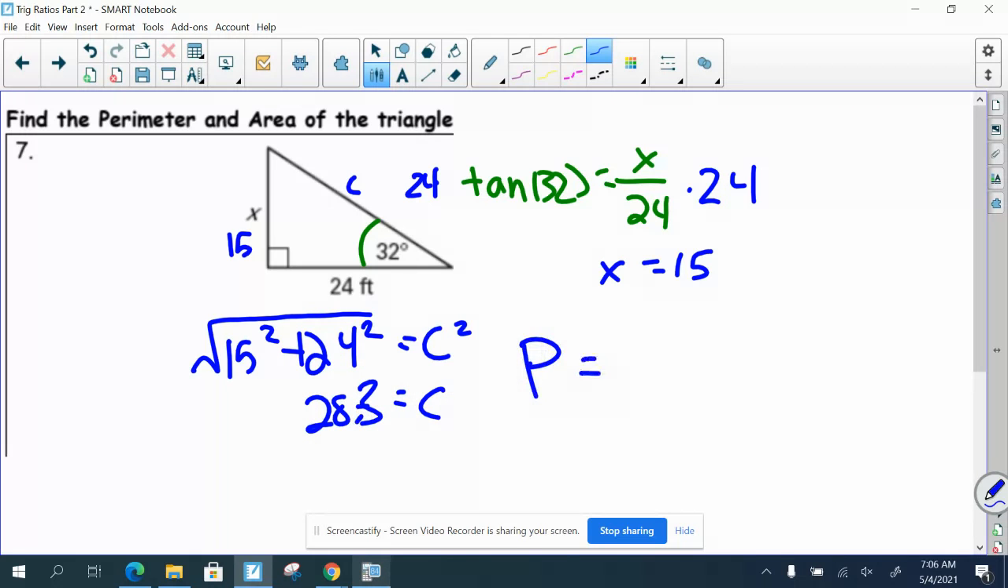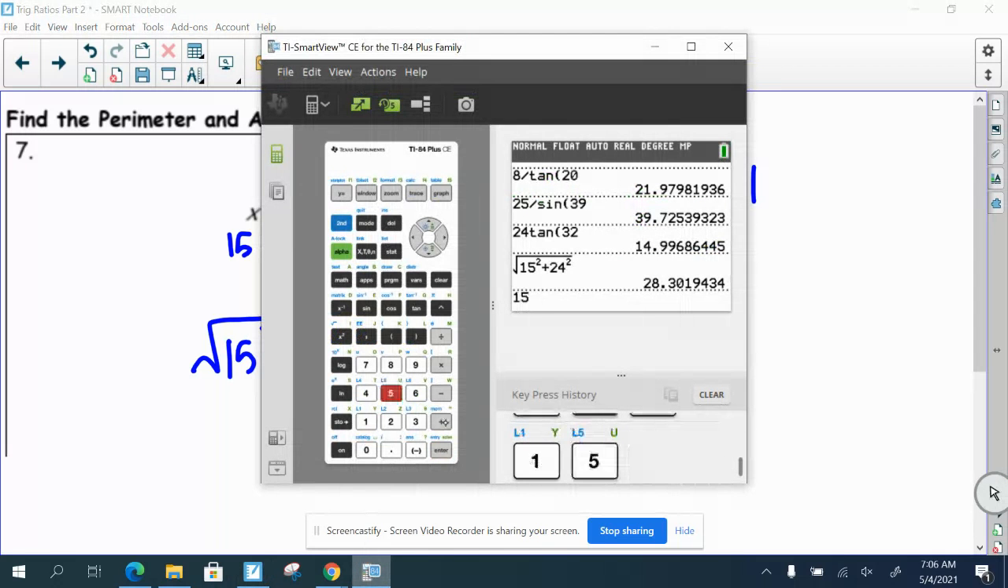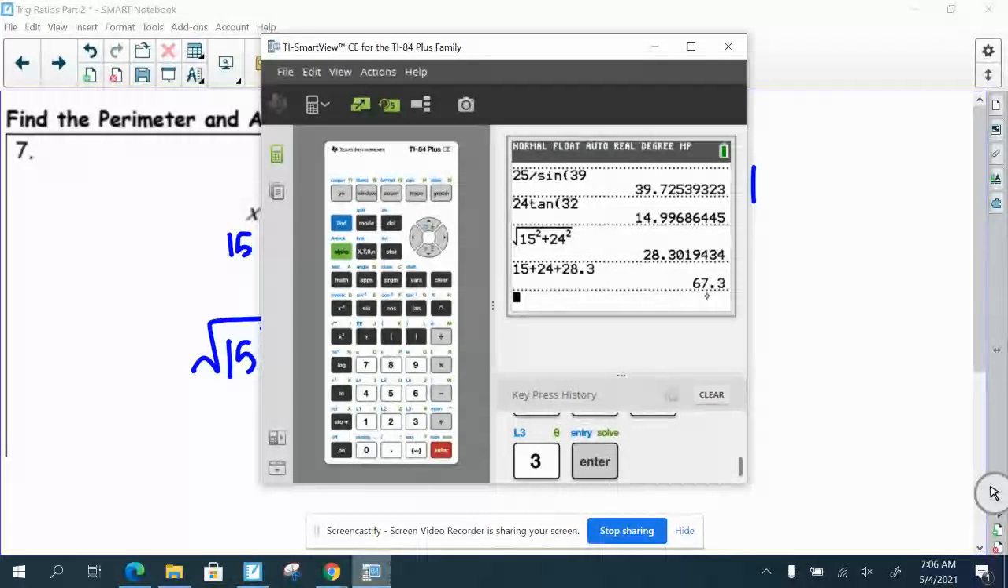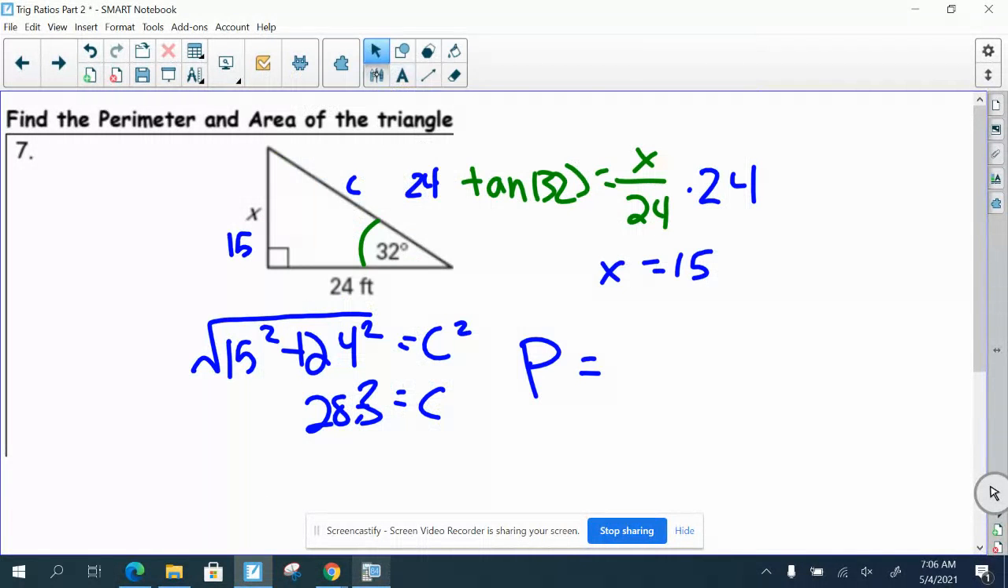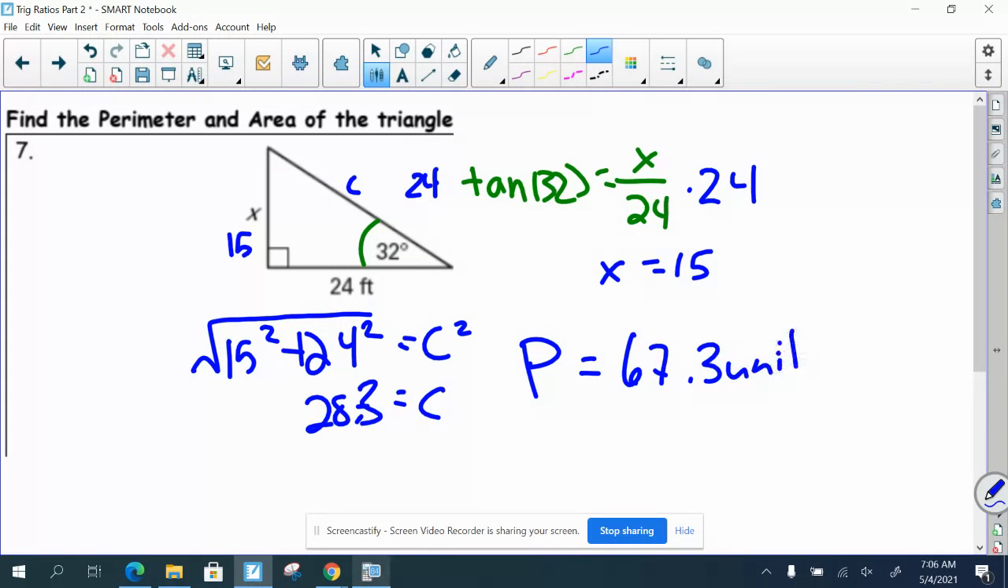So for our perimeter, we would just add the three side lengths together. So 15, 24, and 28.3. And that gives us 67.3 units. And then, this is feet. Okay, so feet.